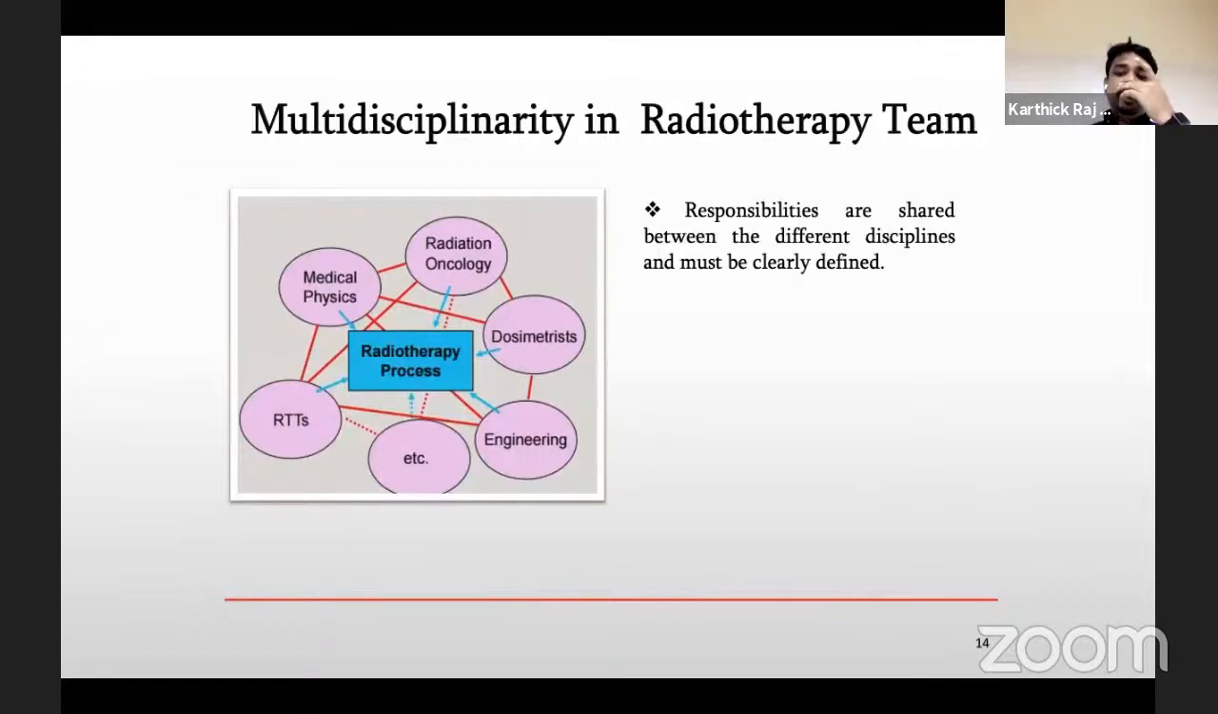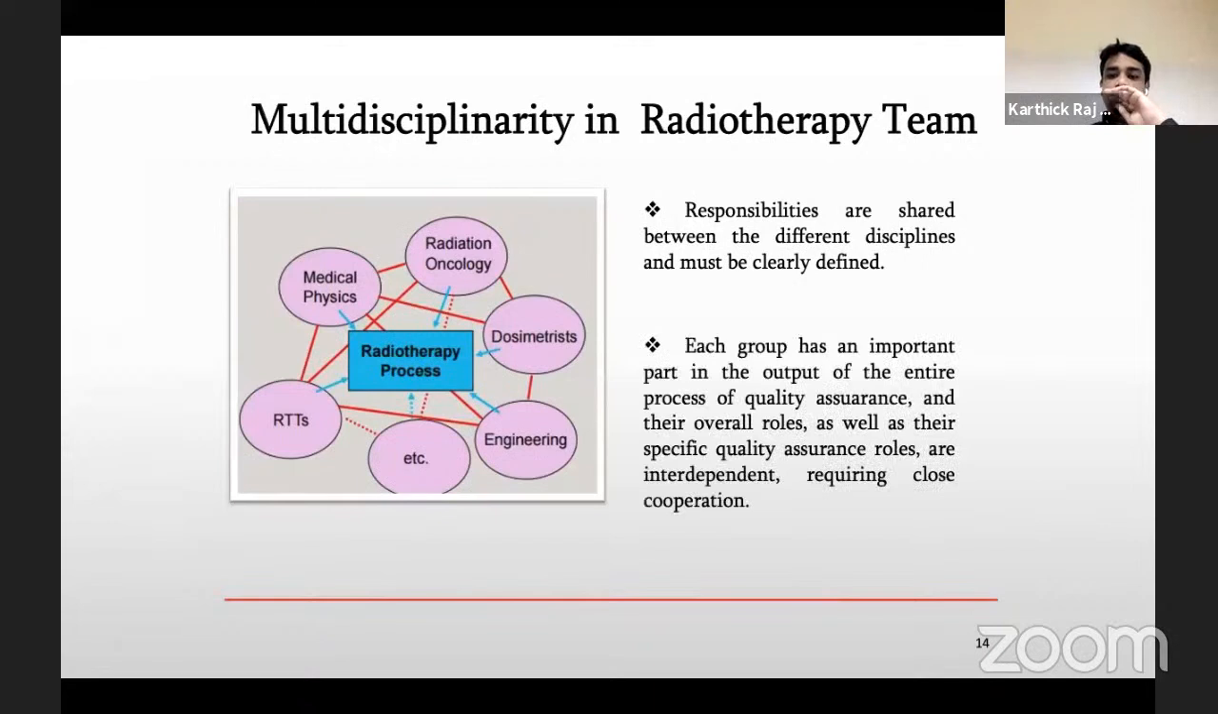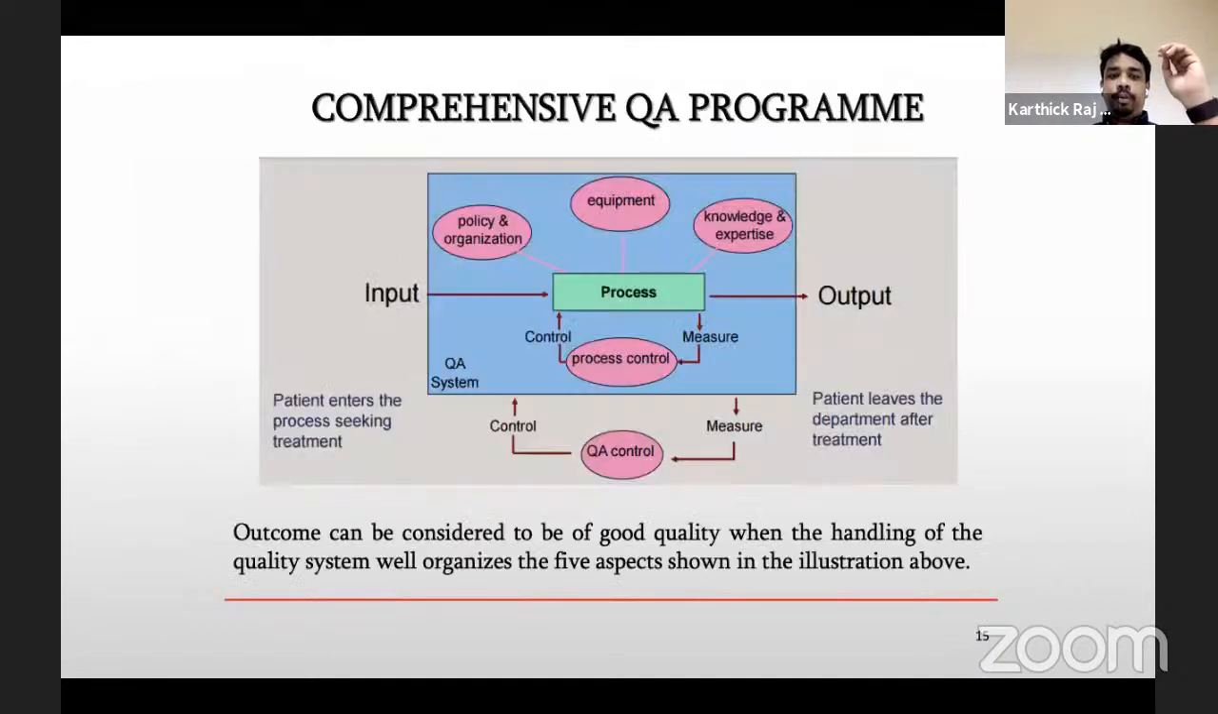So we have to have a clear definition of the responsibility of each particular individual. And for each different discipline, it has to be clearly defined. Each group has an important part. If there is any weak link, you are going to end up compromising the quality of the radiotherapy.